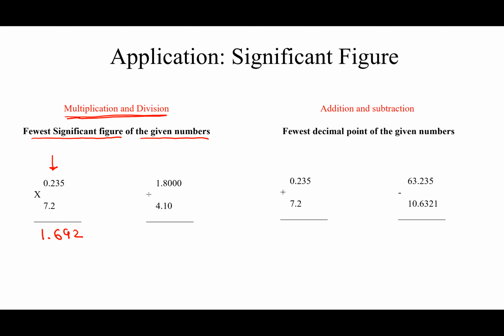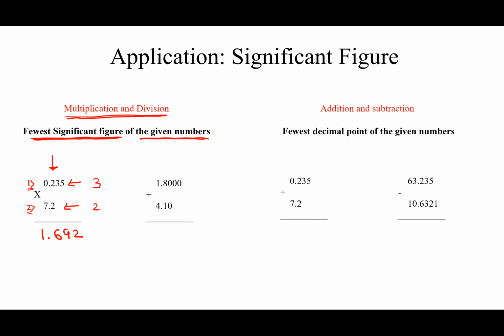The rule says that if you have multiplication and division, or just multiplication or just division, your answer must have the fewest significant figures from the given numbers. So we have to check how many significant figures are in the given numbers. How many significant figures do you see in the first number? Three. That's right. For the second number? Two. Wonderful.